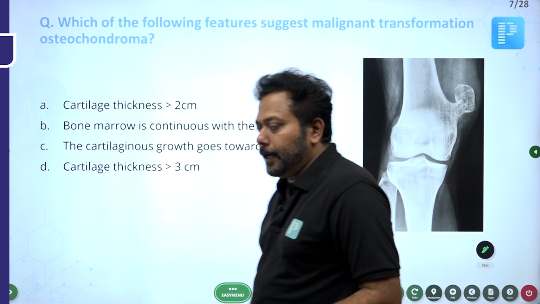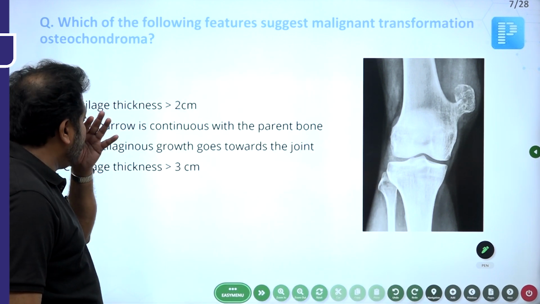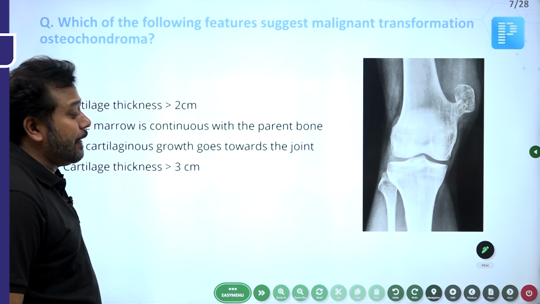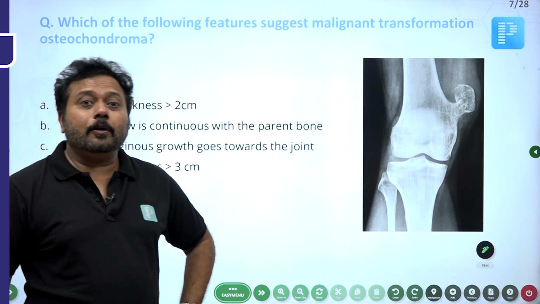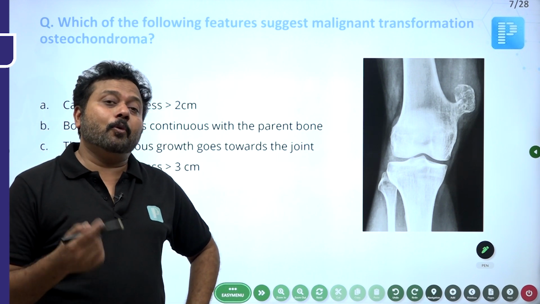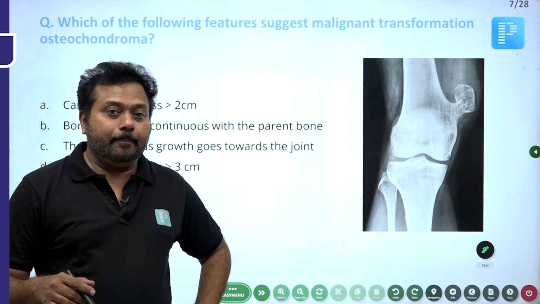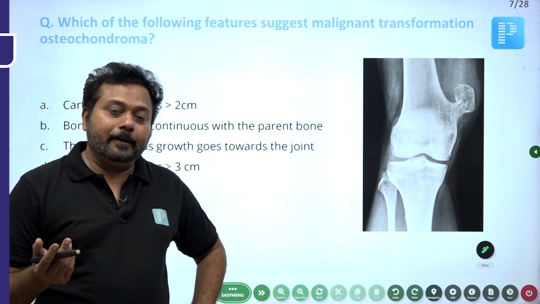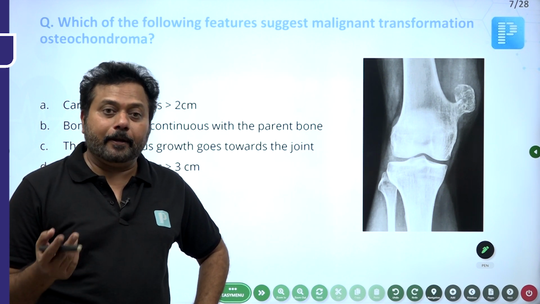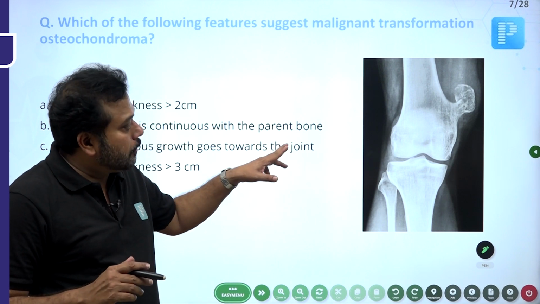And the third question they had asked, they had given an X-ray like this. Which one of the following features suggests malignant transformation of exostosis? Exostosis is otherwise called osteochondroma. We all know this is the most common primary benign bone tumor in a young child. You know this is because of a perverted activity of the cambium layer of the periosteum. All these things we had seen.